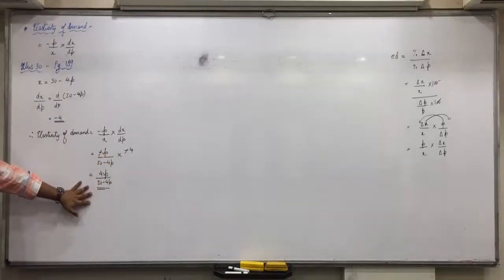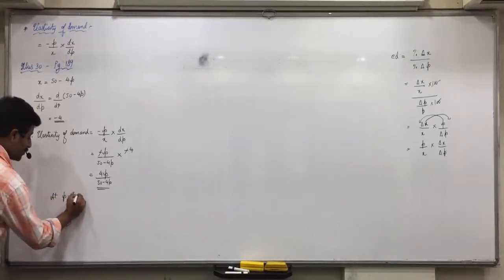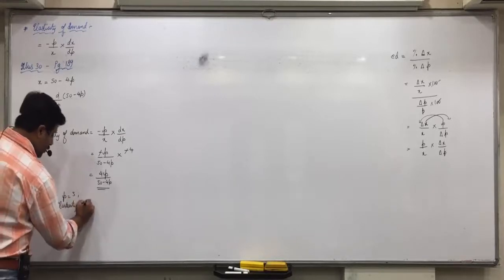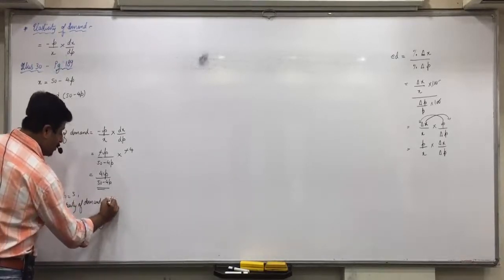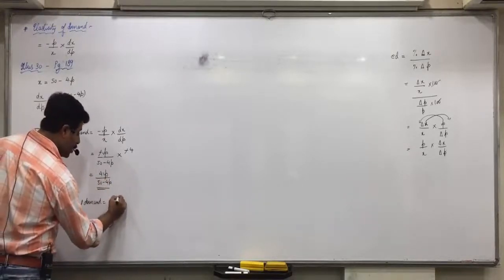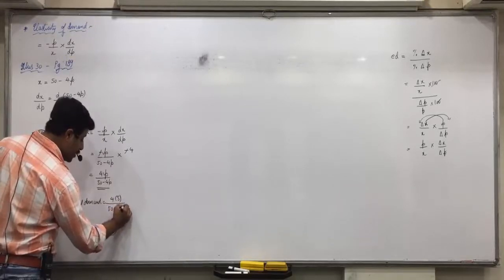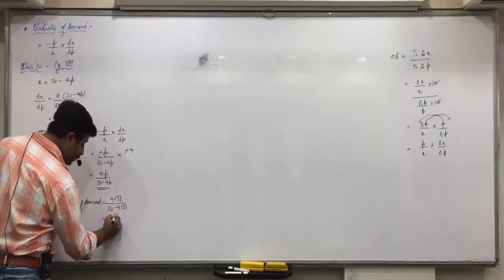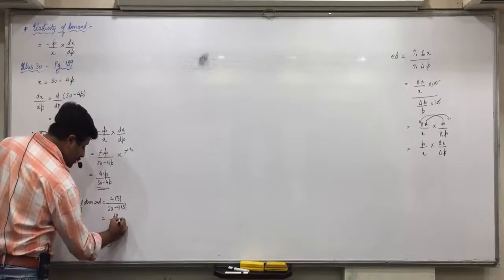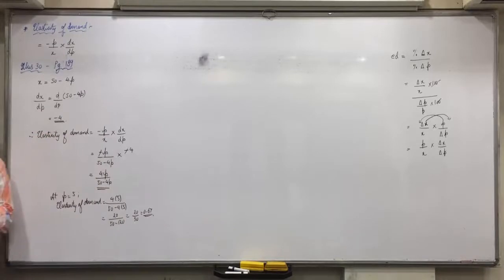Now can we substitute that p equals 5 and find the elasticity or not? At p equals 5, elasticity of demand is equal to 4, in place of p now we will put 5, upon 50 minus 4, again in place of p 5. 4 into 5, 20. 50 minus 4 into 5, 20. So 20 upon 30, 0.67. Did you understand this? What does it mean?